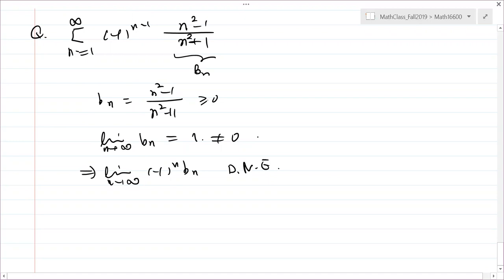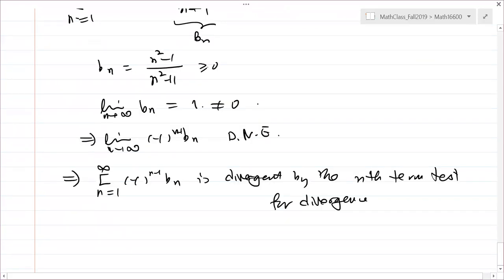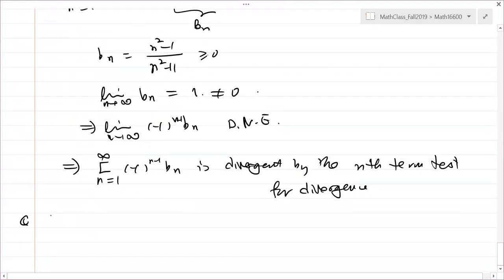So that implies the series is divergent by the nth term test for divergence. I think this is the only way you can do it. So now let's look at the next problem: n to the 2n over (n plus 1) to the 3n. Think about this problem, and I will ask you how to do it.